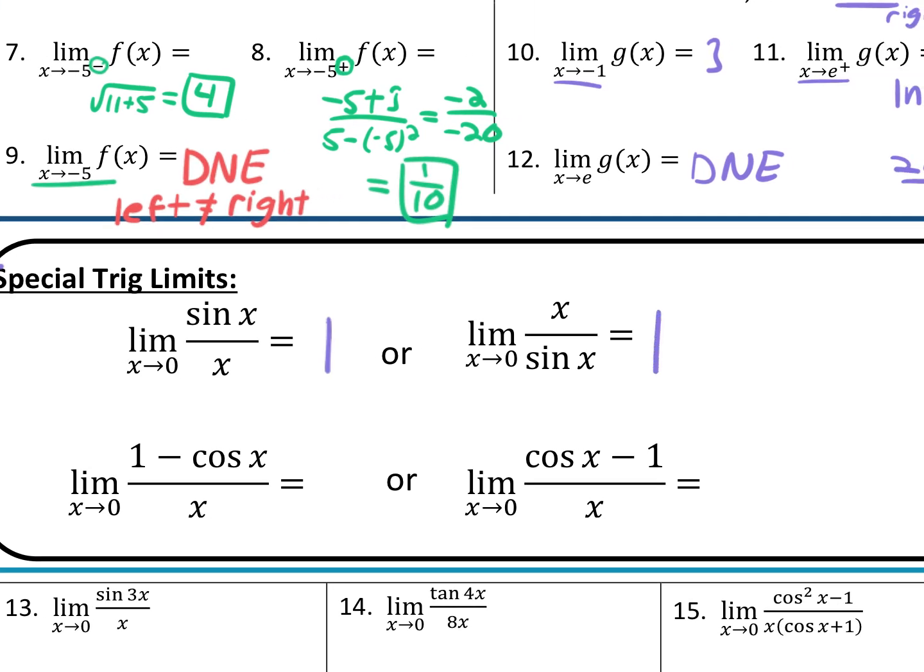Same exact thing if it was the reverse. If it was x over sine of x, these both equal 1. The limit as x approaches 0 of 1 minus cosine x over x is going to get you 0. Same exact thing if I flip it. That's also going to get you 0. Do you know why? Is it just like the rule?